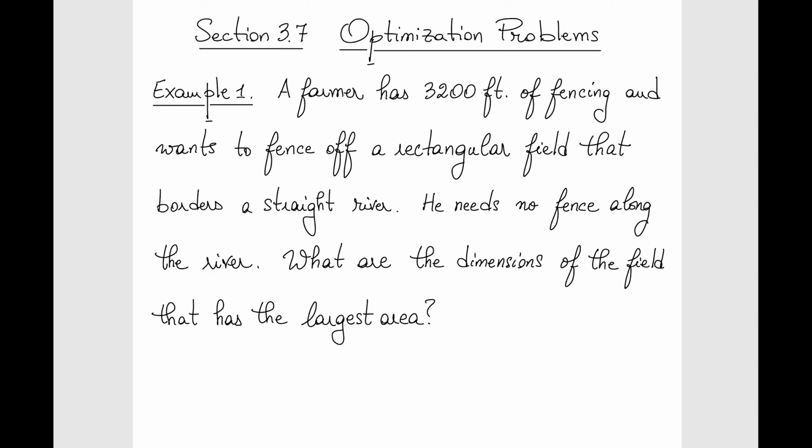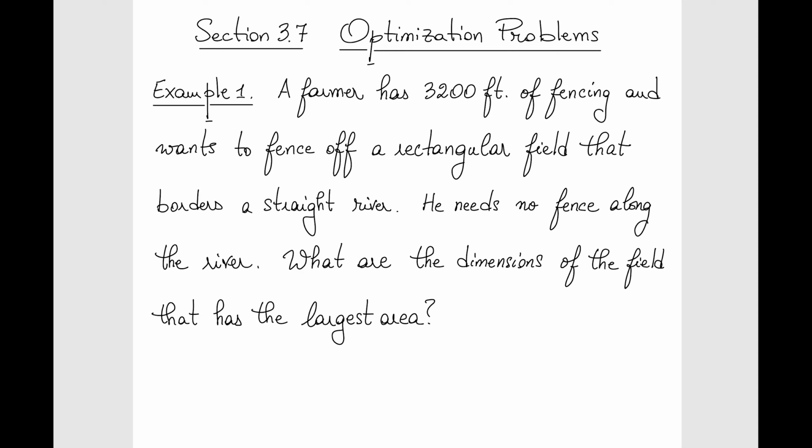Section 3.7, Optimization Problems. The methods we've learned so far in this chapter for finding extreme values have practical applications in many areas. So what we're going to do in this section is employ methods that we've learned in this chapter to tackle such problems.